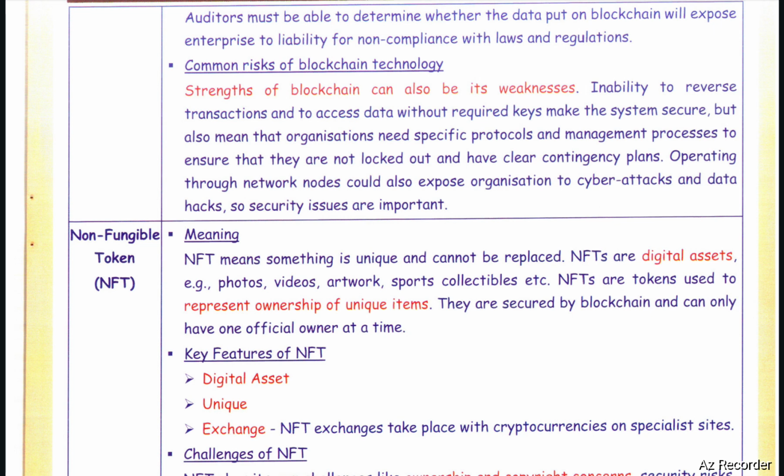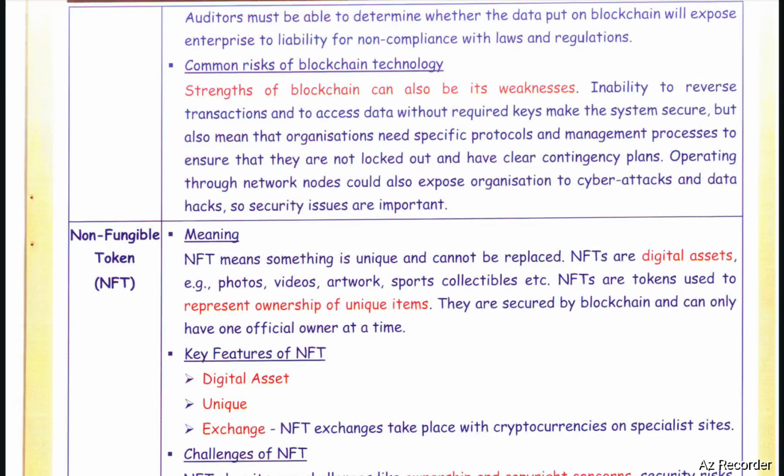Common risks of blockchain technology. Strengths of a blockchain can also be its weaknesses. Inability to reverse transactions and to access data without required keys make the system secure, but also mean that organizations need specific protocols and management processes to ensure that they are not locked out and have clear contingency plans. Operating through network nodes could also expose the organization to cyber attacks and data hacks. So security issues are important.